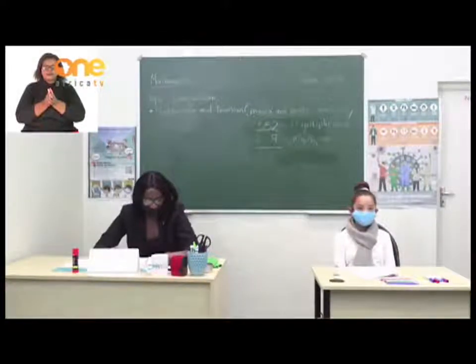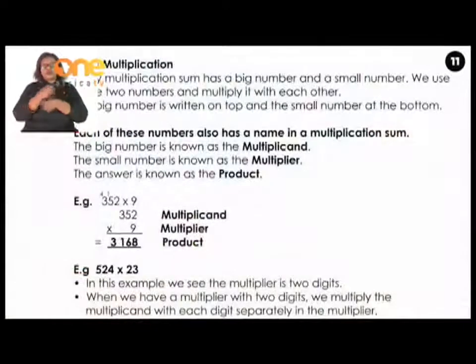Yes, boys and girls, let's quickly go on page 11 with long multiplication. Every multiplication sum has a bigger number and a smaller number. We use these two numbers and multiply them with each other. The bigger number is written on top and the smaller number at the bottom. Each of these numbers also has a name in a multiplication sum. The bigger number is known as a multiplicand, and the smaller number is known as the multiplier. And the answer is known as the product.